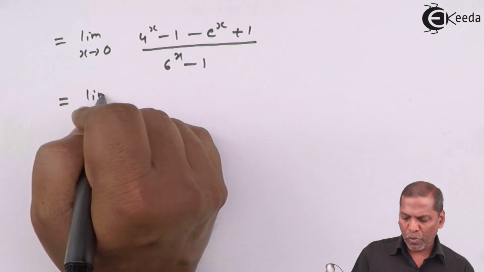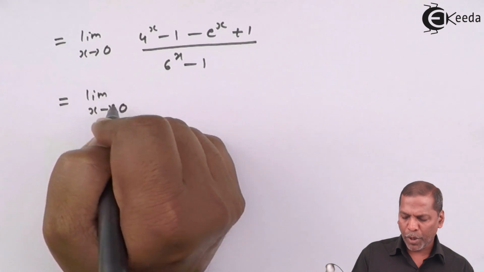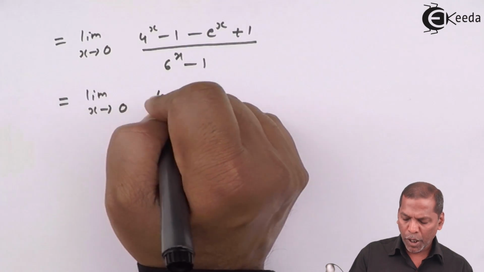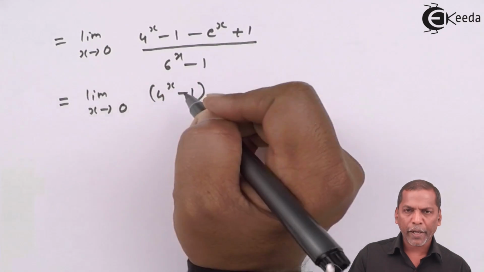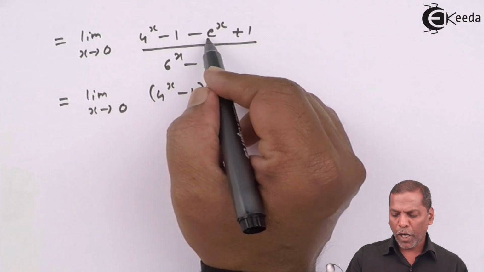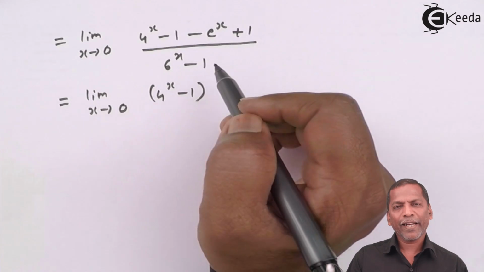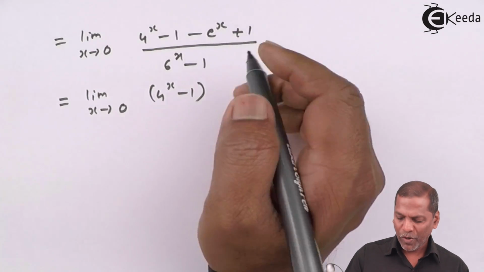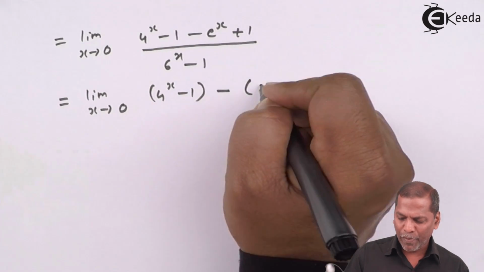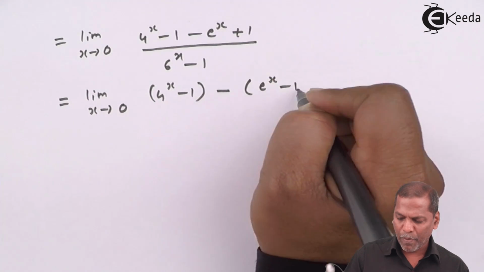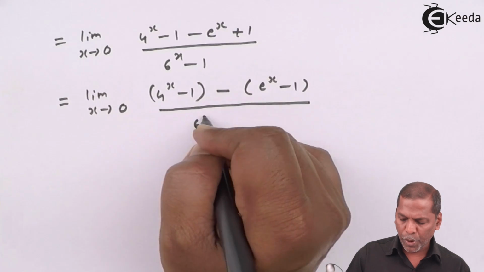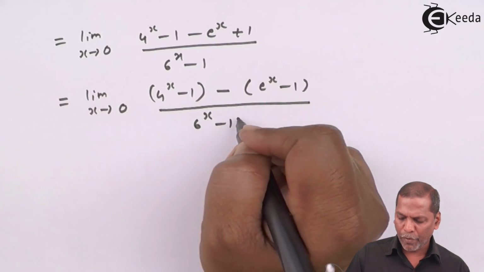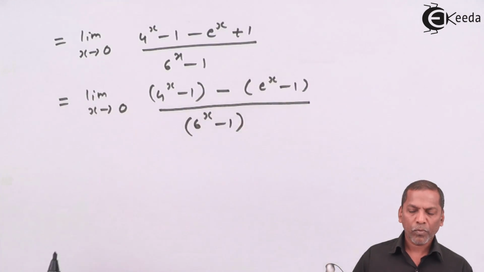So that is equal to limit x tends to 0. This we can write as 4 raised x minus 1 in one bracket, and from the third and fourth terms we take minus sign common. So we get minus, in bracket, e raised x minus 1, upon 6 raised x minus 1, which we write as it is.